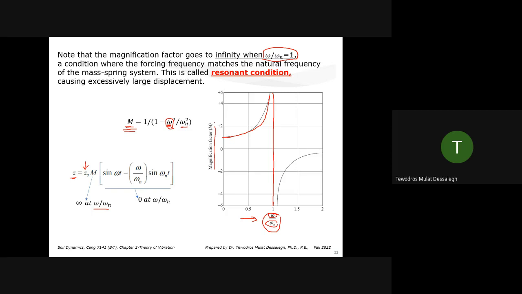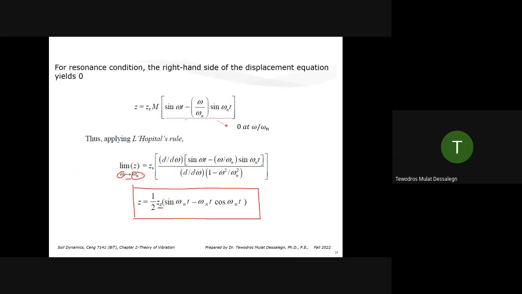Well, the good news is if we know this happens, we can work around it, which means we need to design our structures, our system, to be away. We need to avoid the frequencies from being close to each other. So that's our design philosophy.